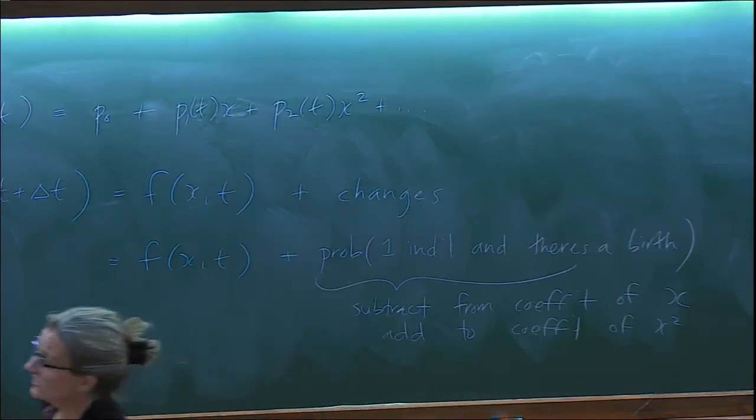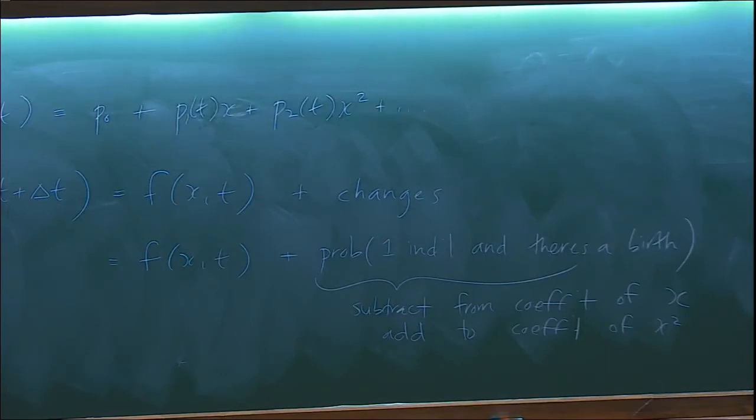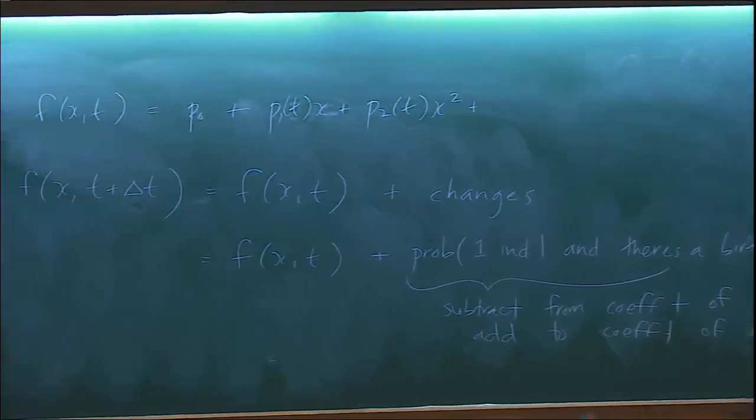Yep, very good question. So the question was, we're assuming that only one birth can happen at a time. I'm going to make that assumption, and it's going to be valid because you can probably see this coming already, right? I'm going to take the limit as delta t goes to 0, and then that probability that they happen simultaneously will vanish. Yep, good question.